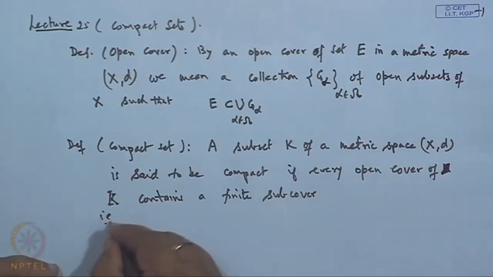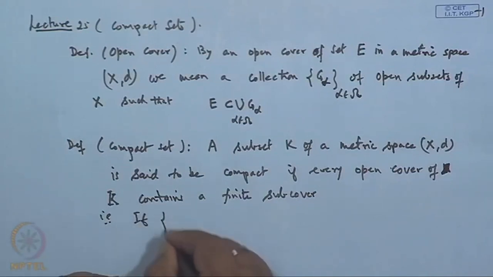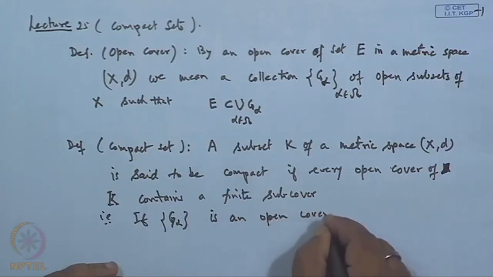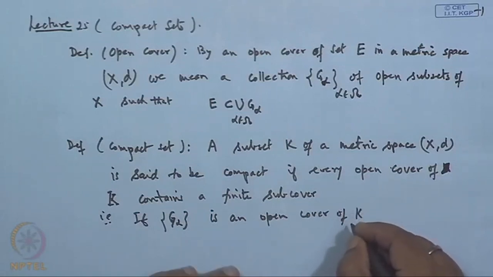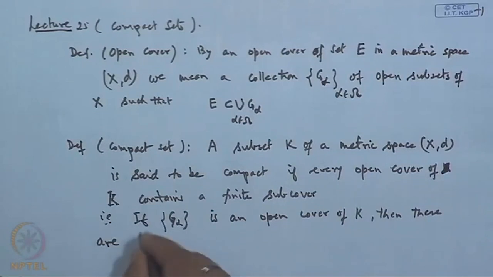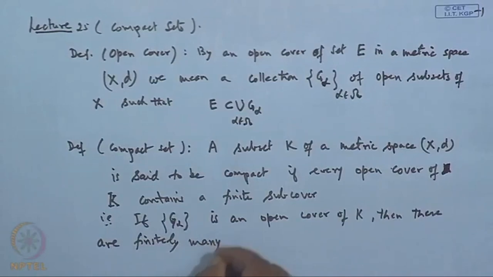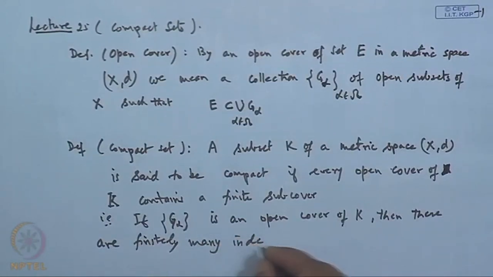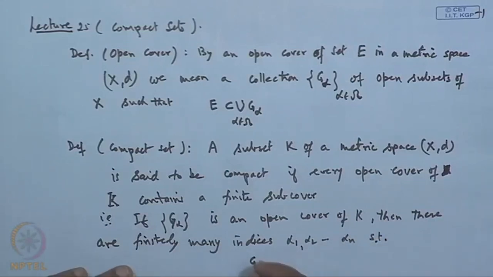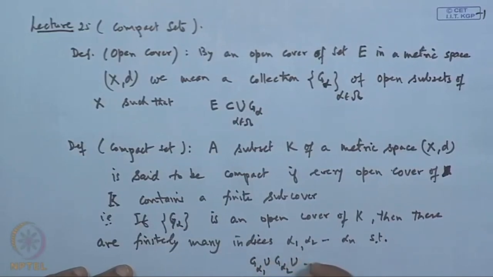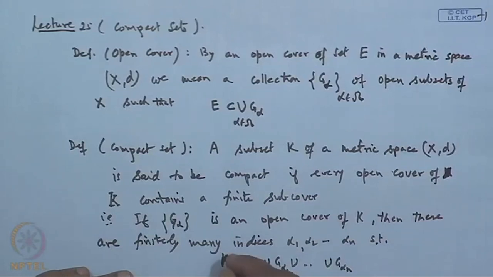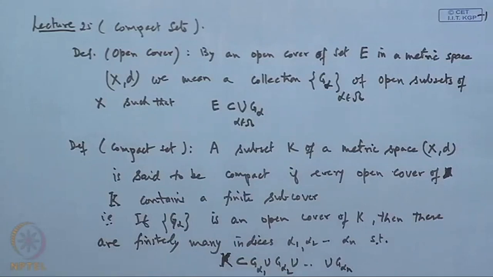That is, the meaning of this is, if G alpha is an open cover of K, then there are finitely many indices alpha 1, alpha 2, ..., alpha n, such that the finite union of these sets G alpha 1, G alpha 2, ..., G alpha n covers K. So, this set is said to be compact.